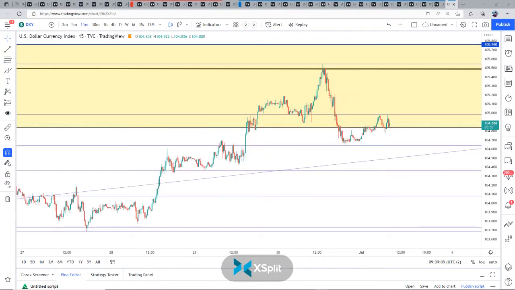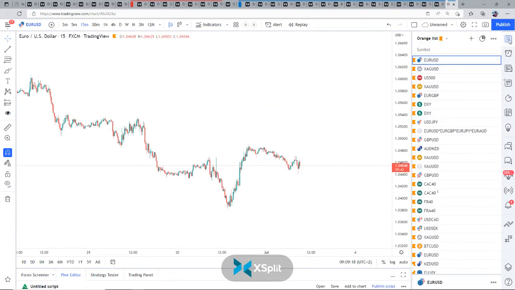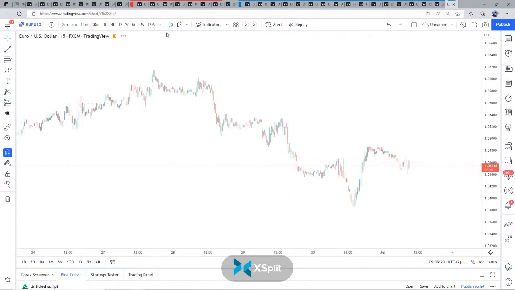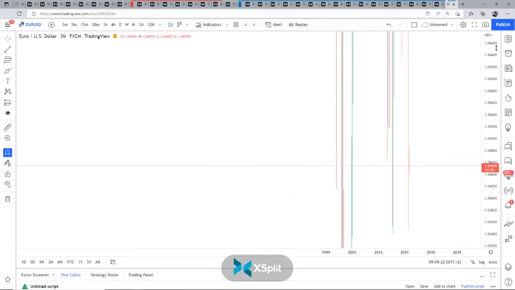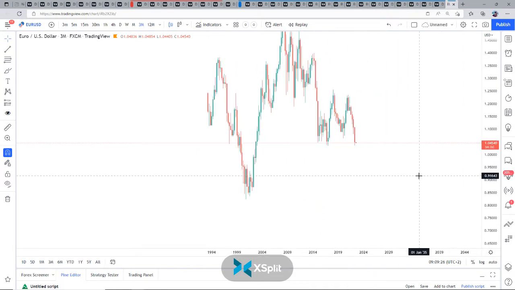Okay, so I did a small pause, and we keep on speaking now about Euro USD on the monthly close. So this is where we are now. Let's go on the big time frame, like always, to start the discussion with some good information.